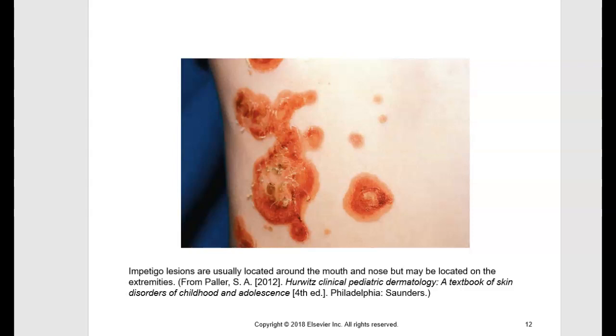Spread of infection is fostered by poor hygiene, crowded living conditions, and a hot, humid environment. Lesions resolve in 12 to 14 days with treatment. Under etiology, impetigo is caused by Staphylococcus aureus.